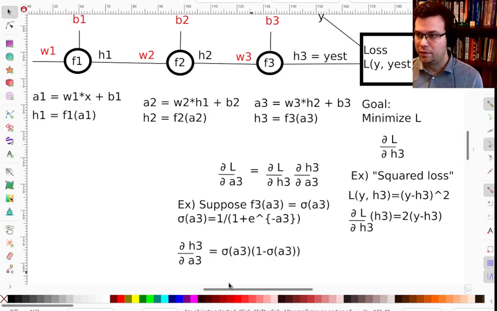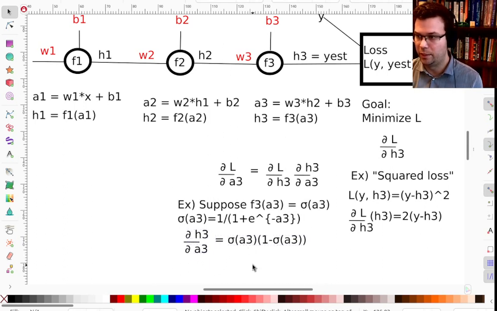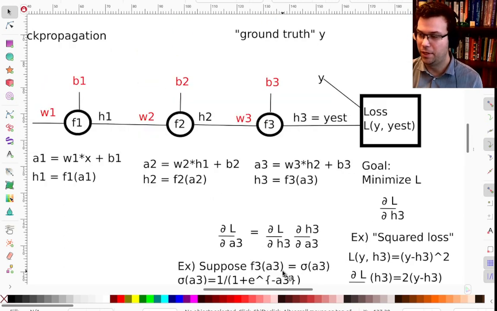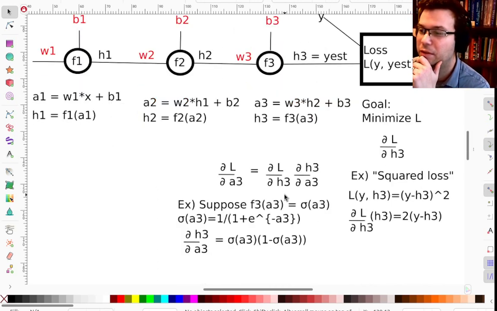All right, so that's just an example there. And so then you would plug that in, and you would get the entire derivative of L with respect to A3 as whatever this was, dL/dH3 times this. Okay, so now we've gone all the way back to H3, and then actually to A3, and we're ready to go one step further now, and finally to one of the learnable parameters that we actually care about.